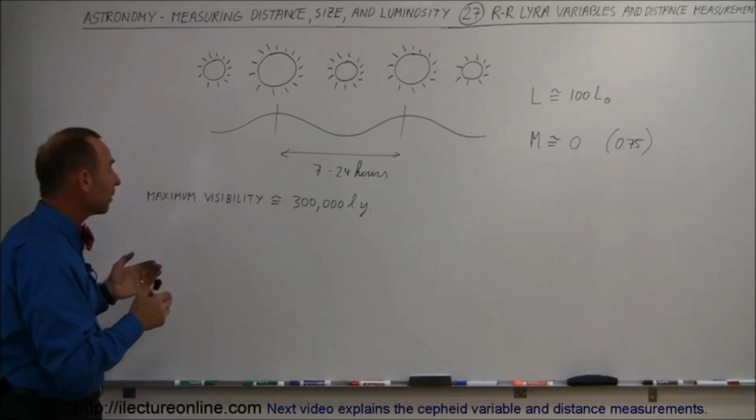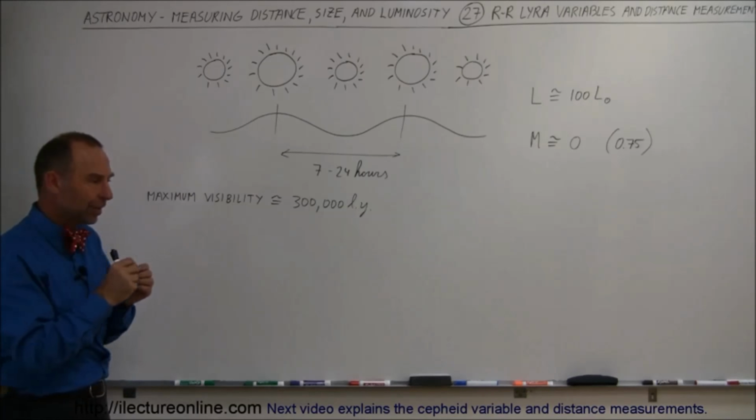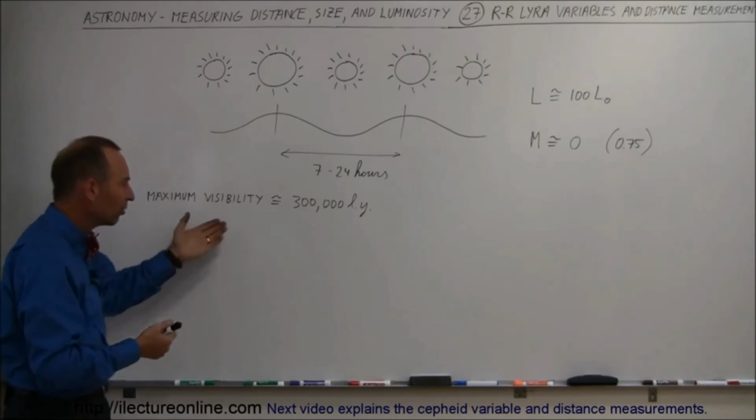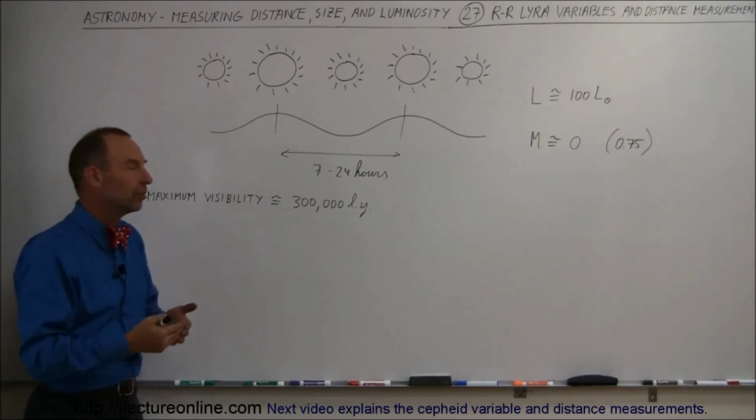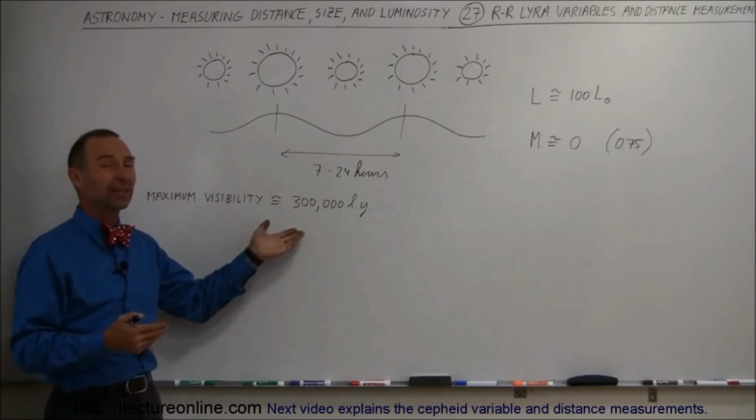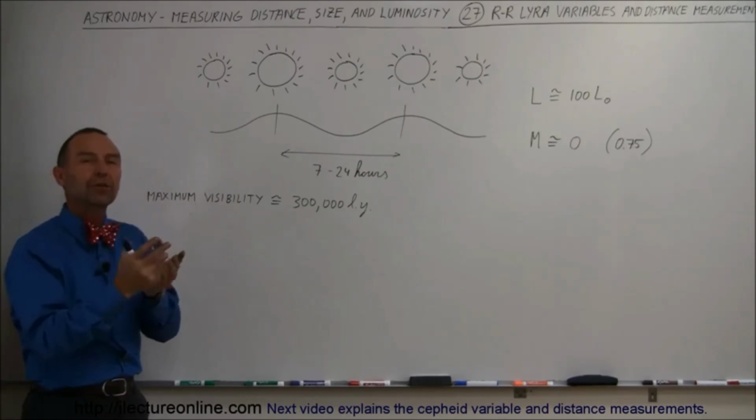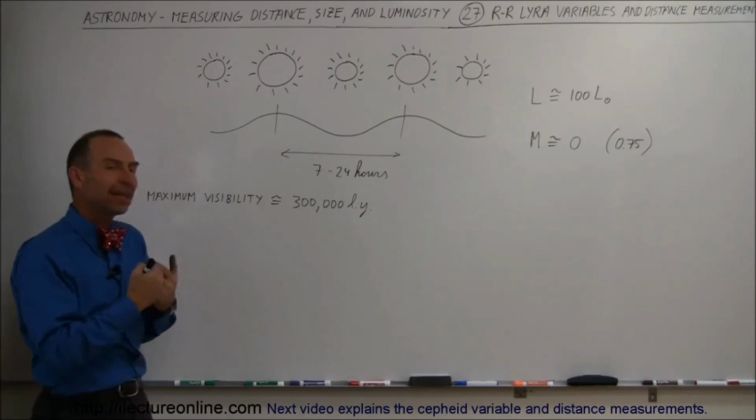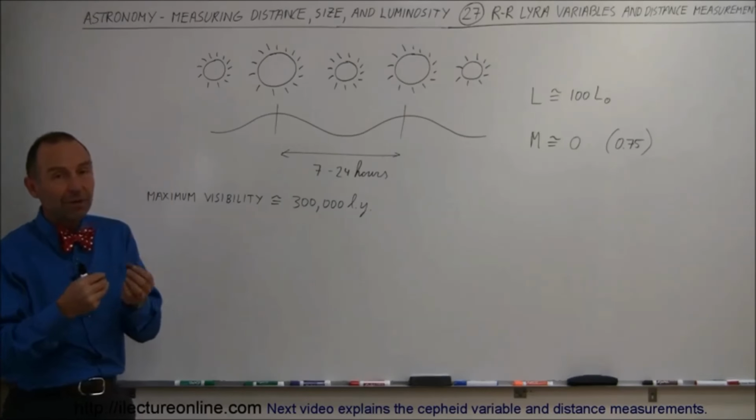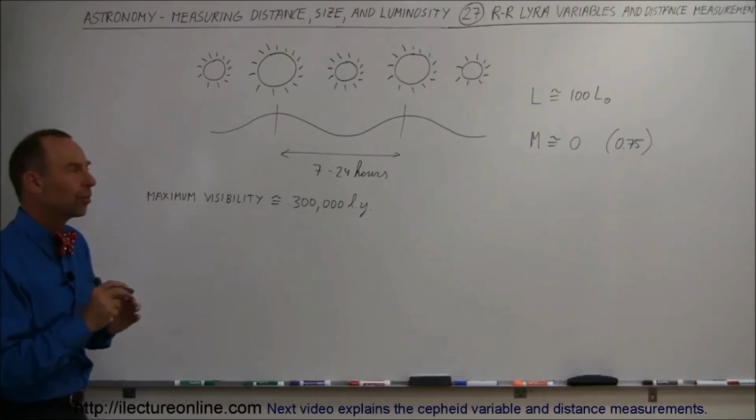And so from that, we can realize that if we see one of those RR Lyra variables in a nearby galaxy up to a distance of 300,000 light years, we can actually find the distance to those galaxies. Unfortunately, 300,000 light years isn't very much, so it can only be used for galaxies that are very nearby, the small satellite galaxies of the Milky Way galaxy. We can't really see anything beyond that. So they're of limited value, but nevertheless a nice independent way of finding distances of galaxies.